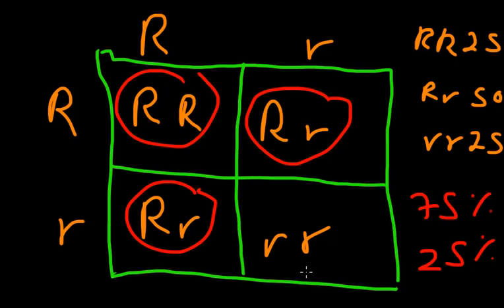Okay? And this square here is known as the Punnett square. If I get the spelling right, I hope. No, it's 2 N's, sorry. 2 T's. Square.